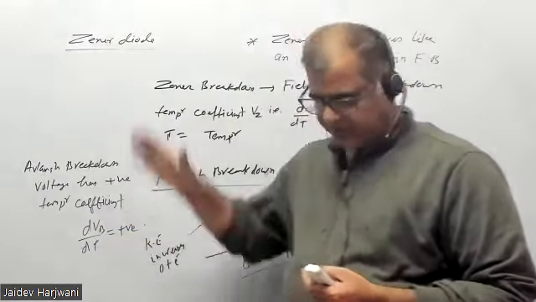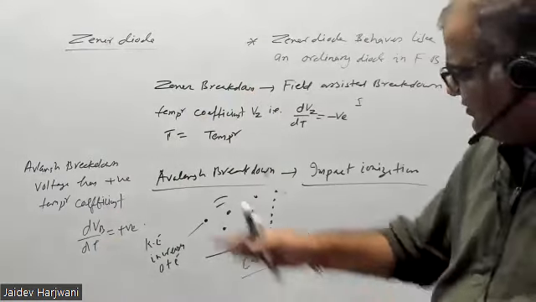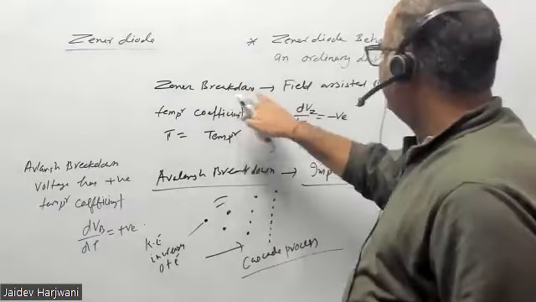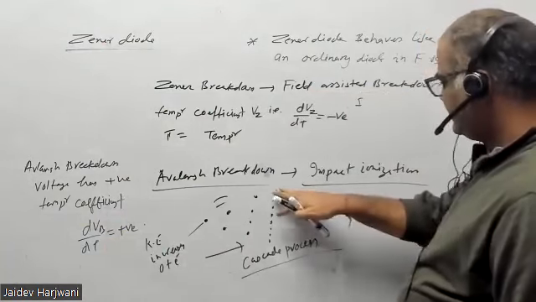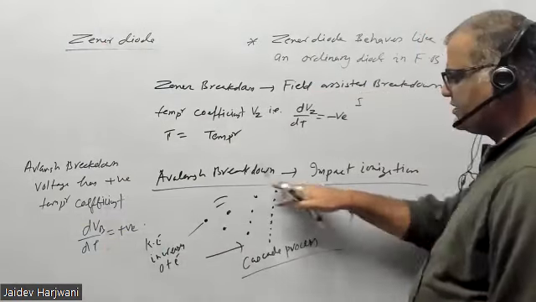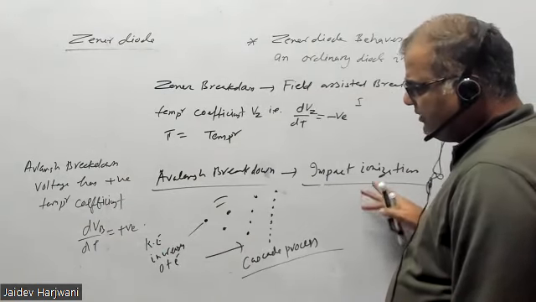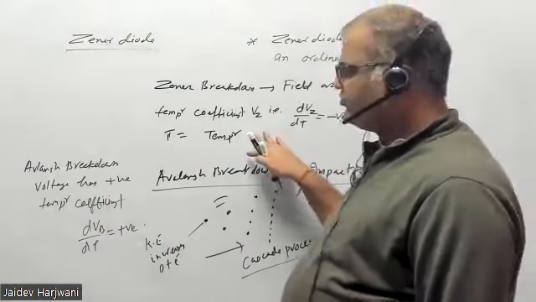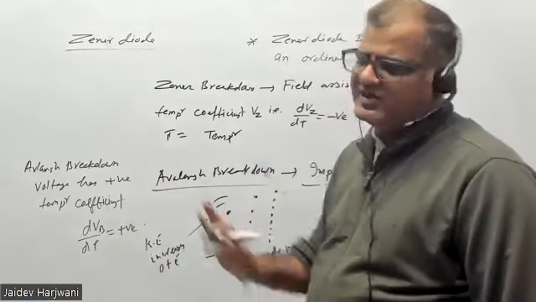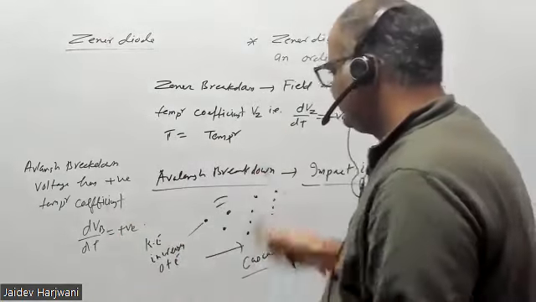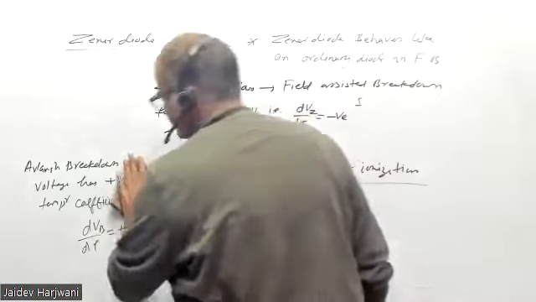We will discuss this later. Just keep in mind that Zener is the field assisted breakdown. This one happens due to impact ionization of bonds. Impact ionization has a positive temperature coefficient. If you know this, that is enough. This same question comes in the exam, no new question comes in this.